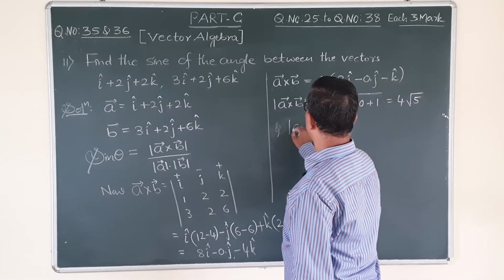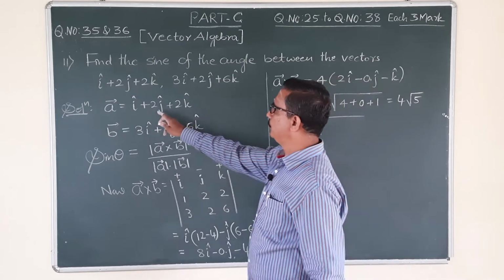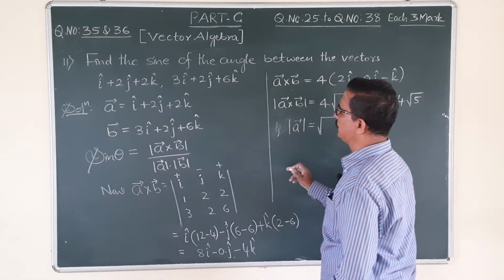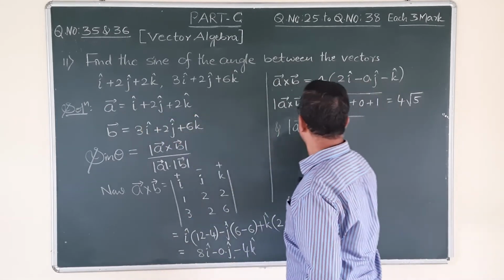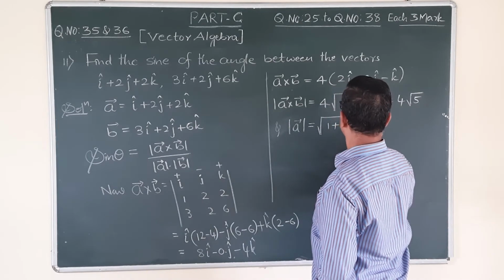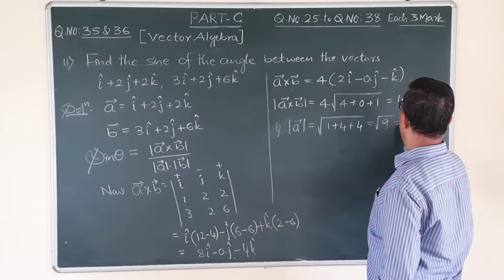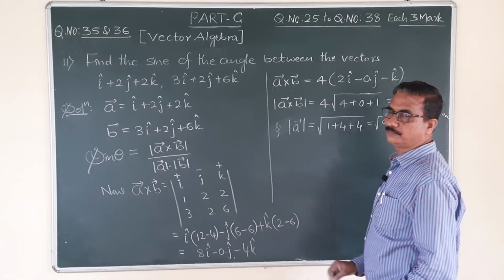And to find magnitude of A. Let A is the vector i plus 2j plus 2k, its magnitude. Coefficient of i 1, 1 square 1. Coefficient of j 2, 2 square 4. Coefficient of k 2, 2 square 4. That is 4 plus 1, 9. Root 9 value is 3.